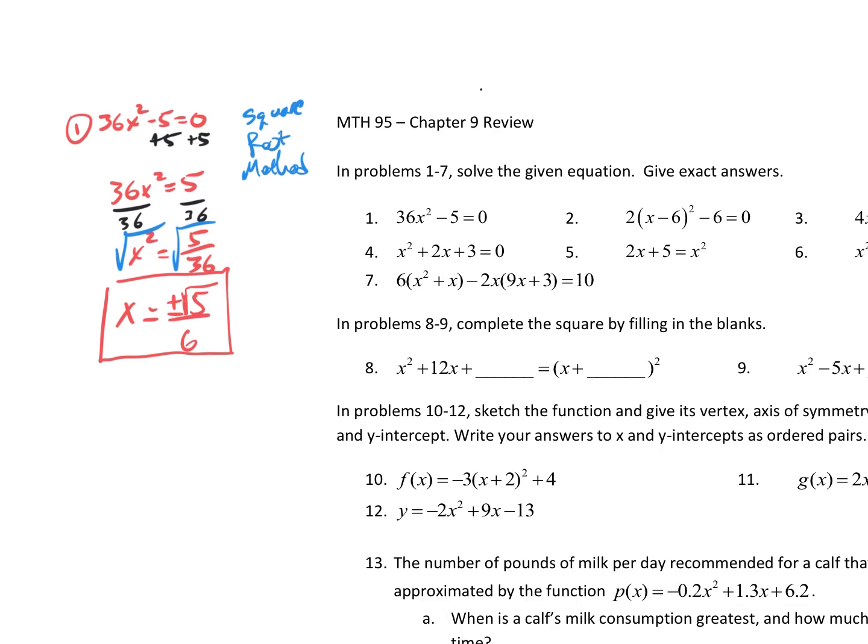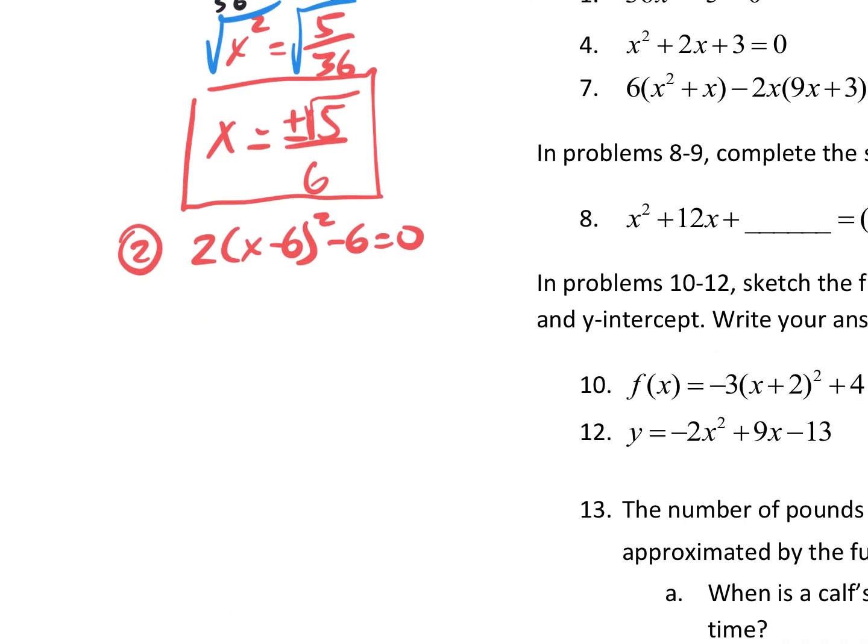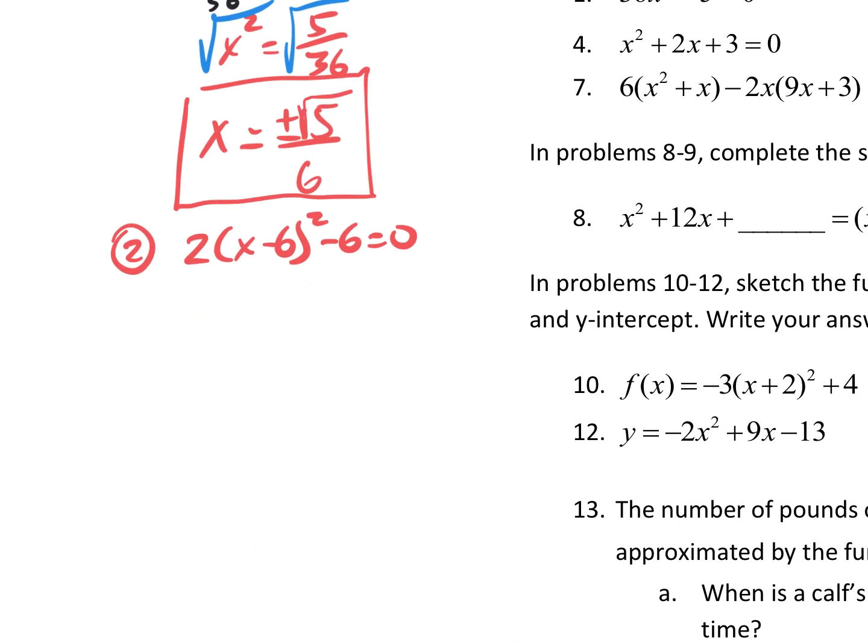So number 2, not a lot of room to work on this handout there, so we'll just work down the side here. We've got 2 times x minus 6 squared minus 6 equals 0. So we want to use the square root method here also. So we want to get this bit here all by itself so we can square root. That's our goal. Okay, so again, we want the square root method.